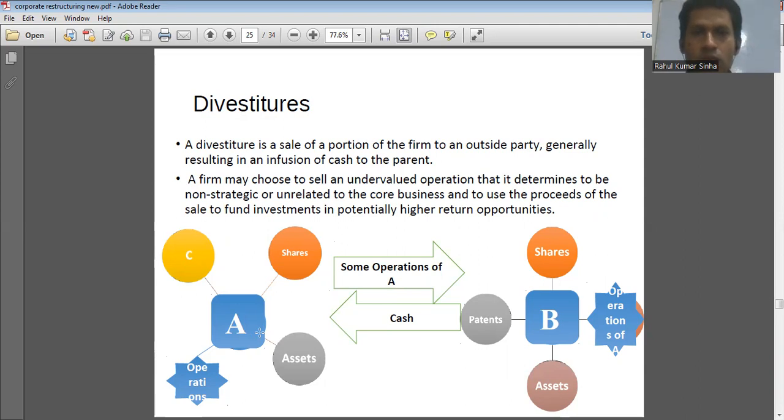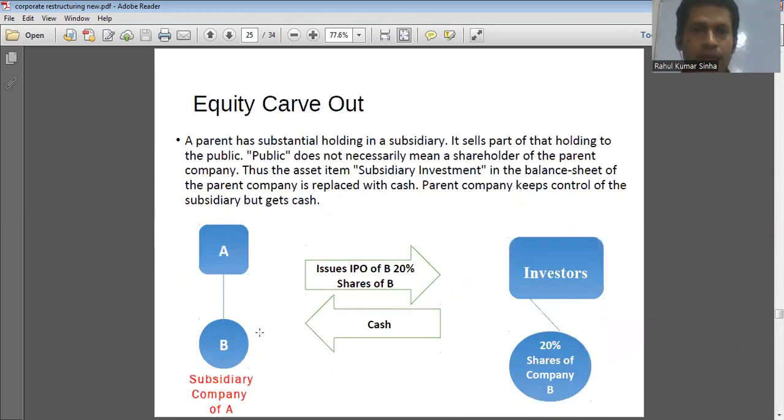So a firm may choose to sell an undervalued operation that it determines to be non-strategic or unrelated to the core business, and use the proceeds of the sale to fund investment in potentially higher return opportunities. So you see, in the case of divestitures, what is happening? A company is selling those parts of its operations which are undervalued, or you can say which are not making profit for the business. So they are selling it to another business. This is divestitures.